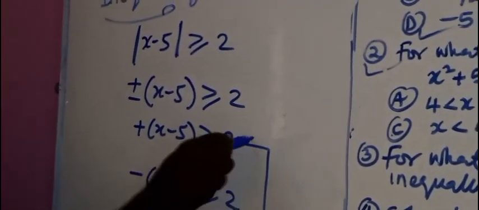So this one now will turn to x minus 5 less than or equal to minus 2. So you have to solve this and this. Solve it, you are going to get two results. If it can be combined, fine. If not, that gives you the result. So you apply that to solve this.